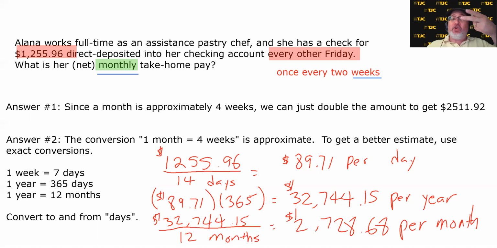So when we went from 2 weeks to 1 day, we went to a smaller time frame, so we divided. 2 weeks is 14 days. When we went from 1 day to a year, we went up to a larger time frame, so we multiplied by 365. And when we went from year to month, we went down to a smaller time frame, which is why we divided. All right, let's take a look at another one.